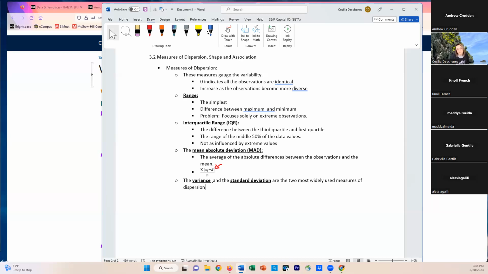So the variance and the standard deviation are the two most widely used measures of dispersion. And really one's just a square root of the other one, right? And it's sort of related to this mean absolute deviation, except that the values are squared. So the idea is you're going to compute the average of the squared differences from the mean.